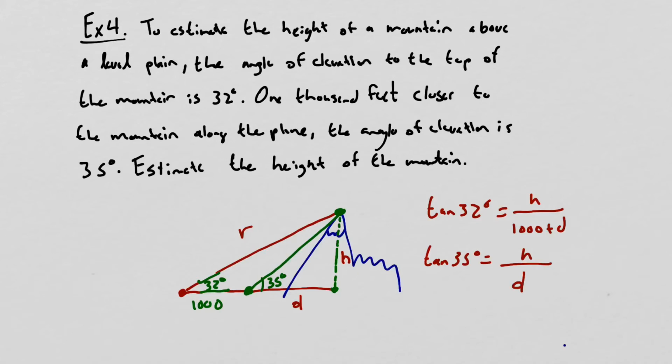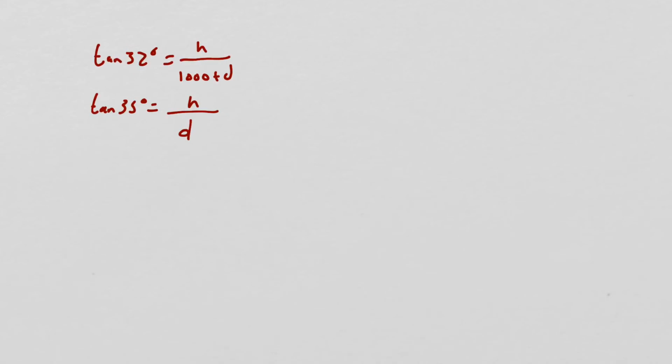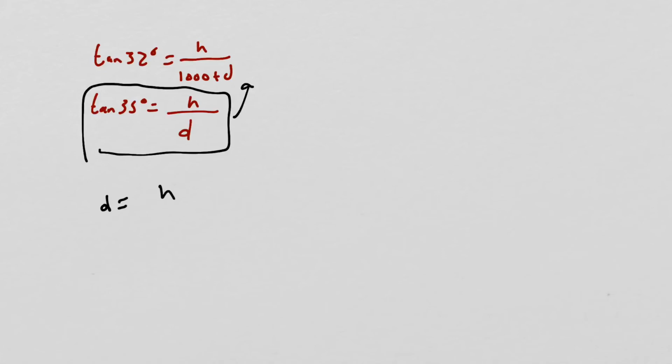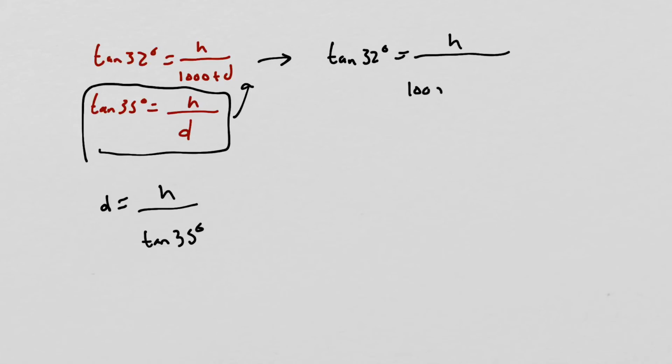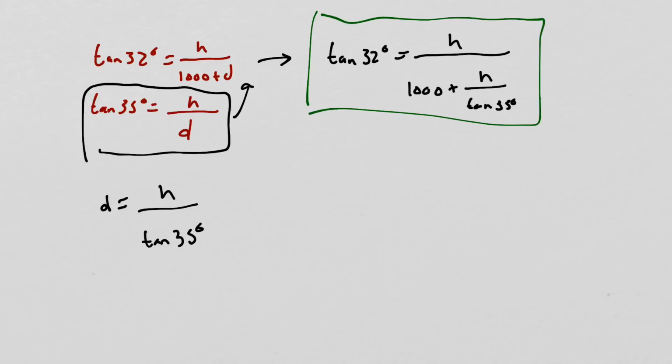So let's take these trig relations and start a new page. Here we see that we could solve this equation for D and plug it into the first equation. D is going to be H divided by tan of 35 degrees, which means that rewriting the first equation, tan of 32 degrees is equal to H divided by 1,000 plus H divided by tan of 35 degrees. Now this is a rational equation, which means we know how to solve this. We can solve for H, multiply both sides by the denominator, and we'll get tan of 32 degrees times 1,000 plus H divided by tan of 35 degrees is going to be equal to H.